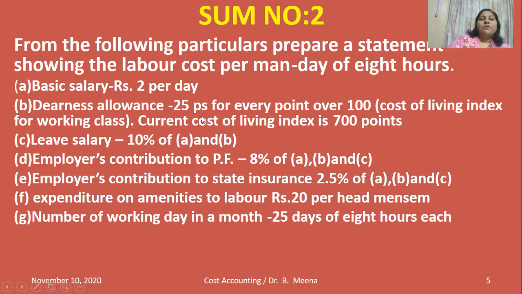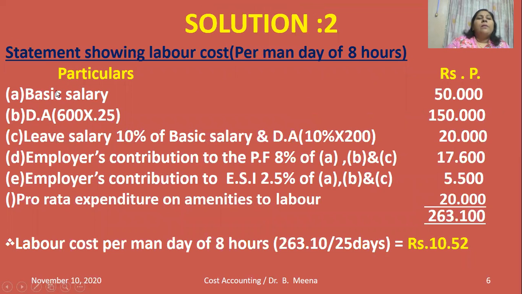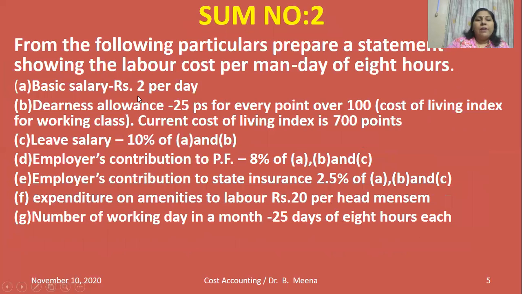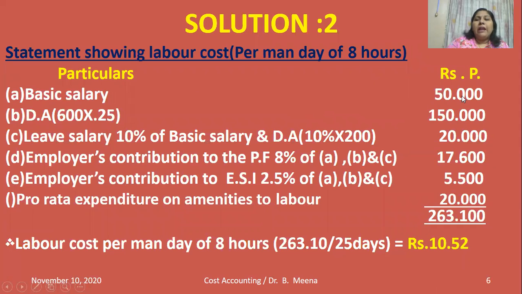I want to work out this problem in this video. Now check out the solution. Statement showing labor cost per man day of 8 hours. As usual, I will put the heading. Basic salary, what is given? 2 per day. Okay, I want to convert everything to a month. So 2 into how many working days in a month is given? 25 days. The problem itself has the information, 25 days. Okay, so 2 into 25, I'll get 50 rupees as basic salary.